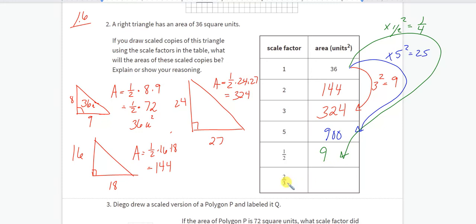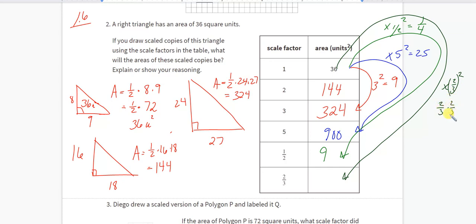And then over here, 2/3, I'd have to multiply 36 times 2/3 squared. Well, 2/3 times 2/3, like this, is the same as just 4/9. So you can multiply 36 times 4/9, which actually turns out really nice in this case. If you don't have a calculator that works with fractions like that, you can just do this. There's nothing wrong with 36 times 4/9.